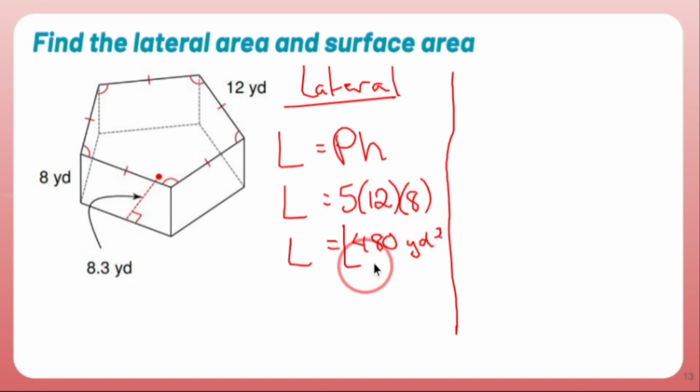squared. And again, this makes sense because if I were just to take one of these rectangles, I would get 12, because it's 12 yards long, times 8. What's 12 times 8? 96, and multiply that by 5. The numbers seem to work out just fine.